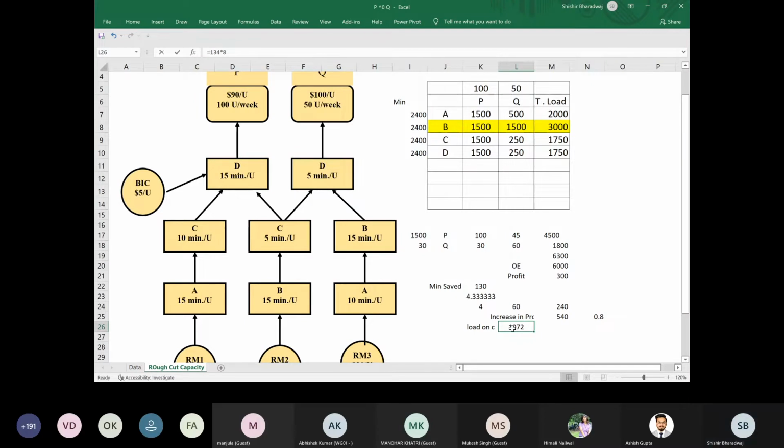Sorry, it is increase. So the total load increase will be 134 into 3, right? That's a 3. So there's going to be an extra load of 402 minutes. The total load coming is 1740. I can easily add another 402 and still keep the capacity underutilized.